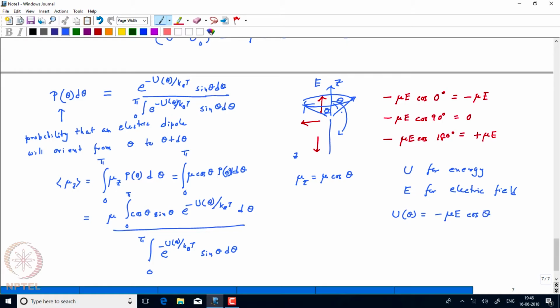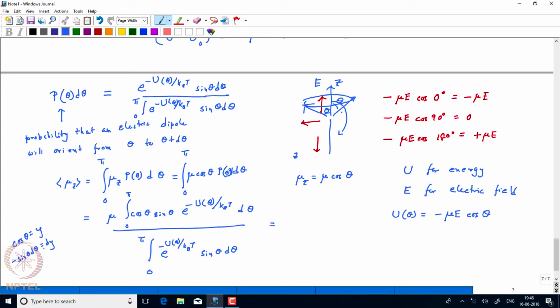Then we can actually integrate it. It will be e to the power minus cos theta times something divided by kBT, and the minus sign will become plus eventually, and we will have an integrand of this form after we make a substitution. And how do we make the substitution? Suppose I have sin theta d theta. I can make the substitution cos theta equal to y, and then minus sin theta d theta is basically dy.